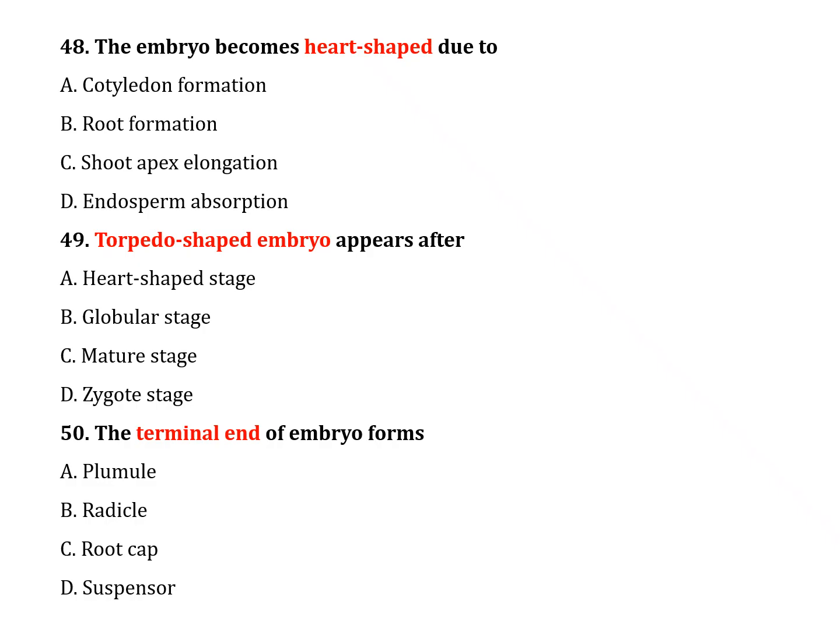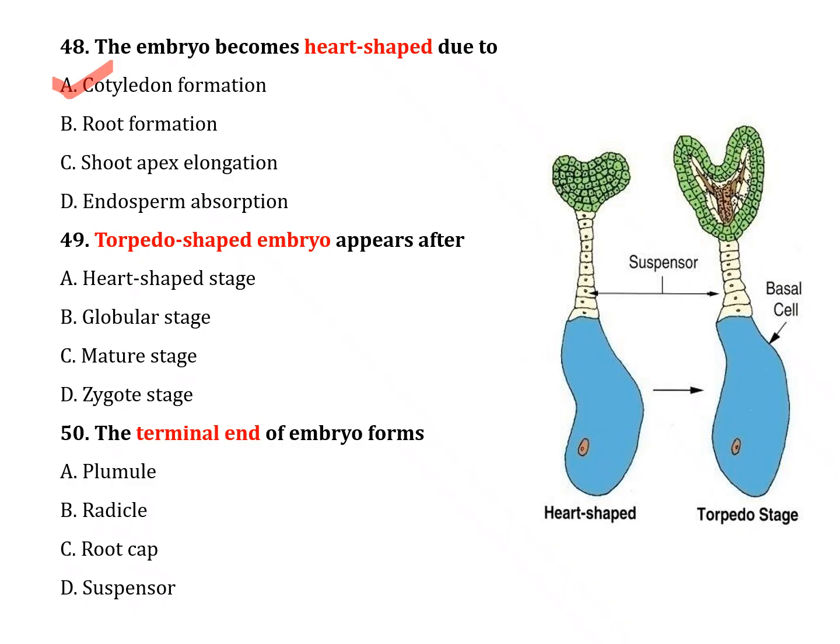The next question, number 48. The embryo becomes heart-shaped due to: option A, cotyledon formation; option B, root formation; option C, shoot apex elongation; option D, endosperm absorption. Correct answer is option A, cotyledon formation. The next question, number 49. Torpedo-shaped embryo appears after: option A, heart-shaped stage; option B, globular stage; option C, mature stage; option D, zygote stage. Correct answer is option A, heart-shaped stage.